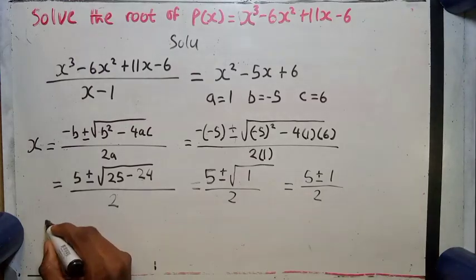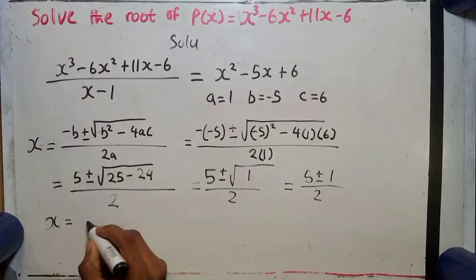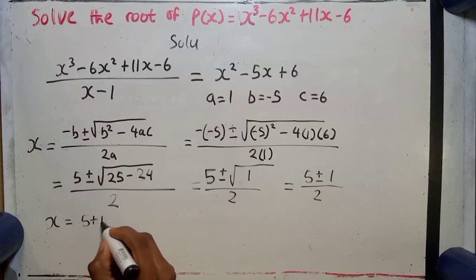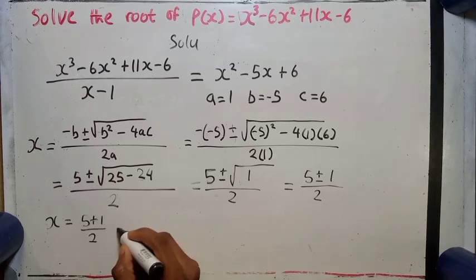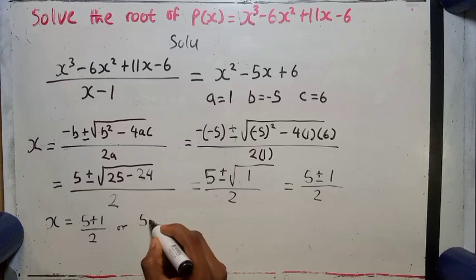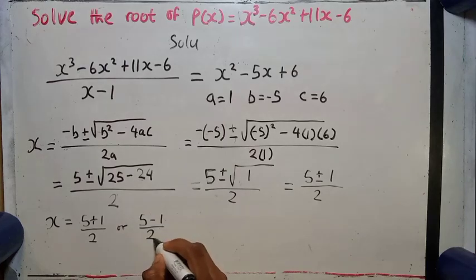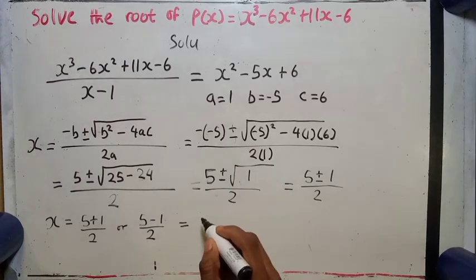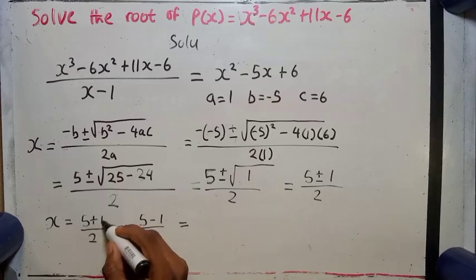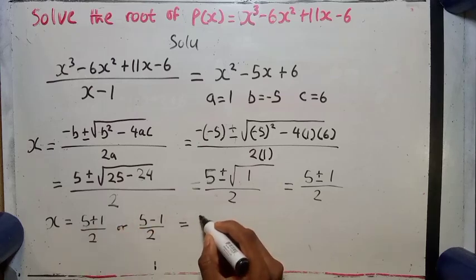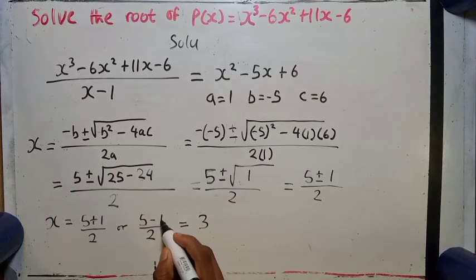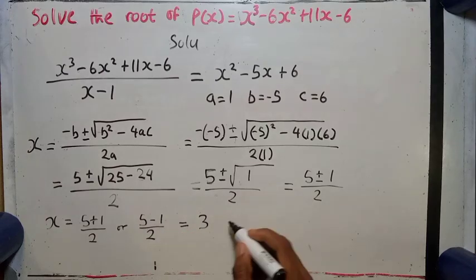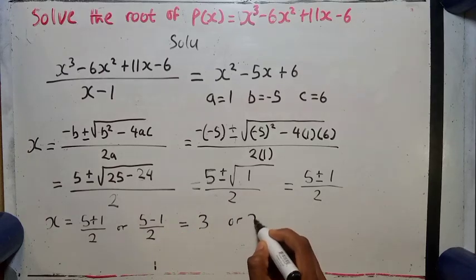And we can say that our x is now going to be 5 plus 1 over 2, or 5 minus 1 over 2, which is going to be, this plus this is 6. 6 over 2, we have 3. This minus this is 4. 4 over 2 is 2. So these are our roots. X is 1, 3, or 2.